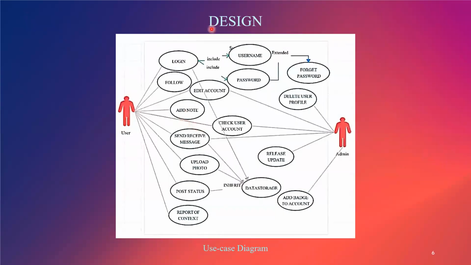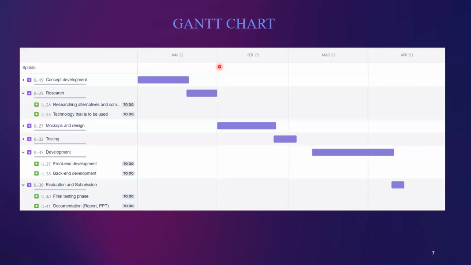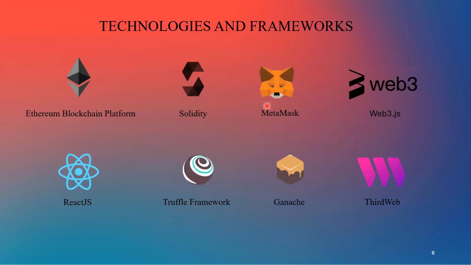This is the use case diagram of our application. And this is the Gantt chart which shows the timeline that we have followed to develop this entire application. This is the list of the technologies that we have used.